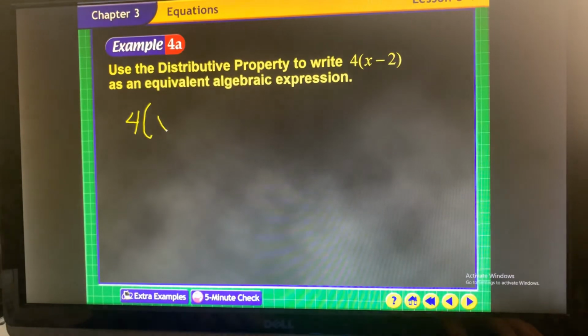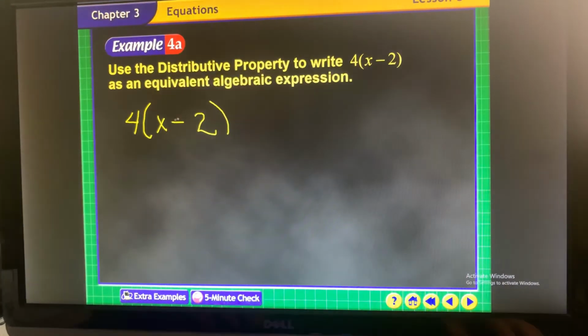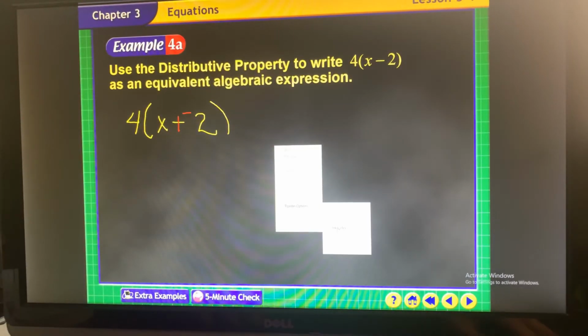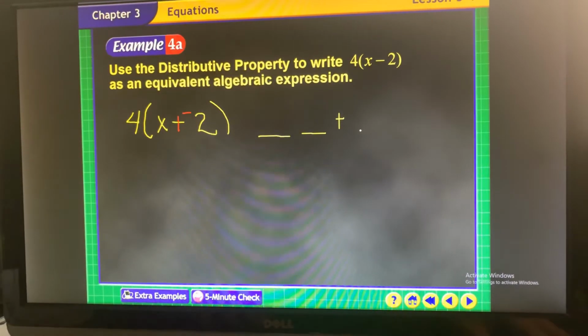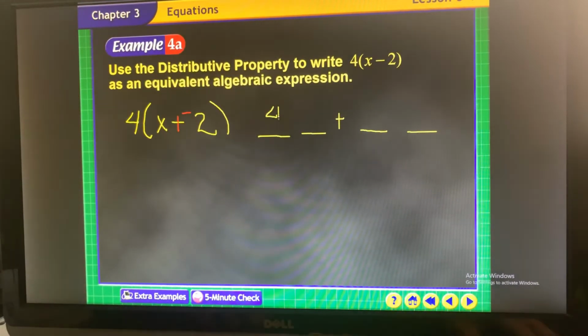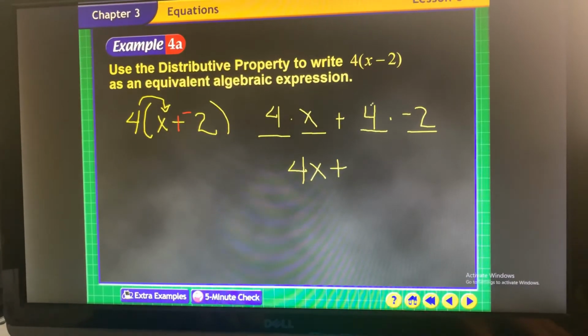One of the things that we could do is change the subtraction to add opposite. Remember you learned that in chapter 2. So you would go plus negative, add opposite, and then go ahead and make your lines like that. Distribute the 4 as the leader to the x, so you're going the 4 to the x, then distribute the 4 to the negative 2. Then you get 4x plus, remember our rule, every 2 negatives make a positive, so this is a negative 8.